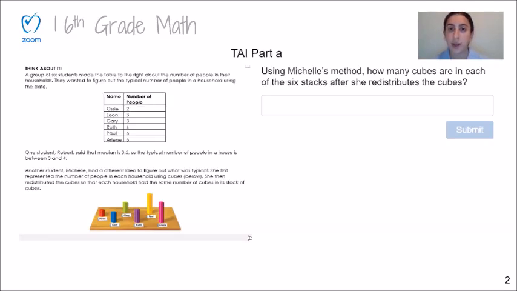You're answering 2 questions. The first is, using Michelle's method, how many cubes are in each of the 6 stacks after she redistributes the cubes? Then you're trying to determine if what she did is representative of the data set. You'll have 2 minutes to go into Desmos to answer part A and part B of your Think About It. Your teacher's then going to call on a few scholars to share before we come back together. Go ahead.